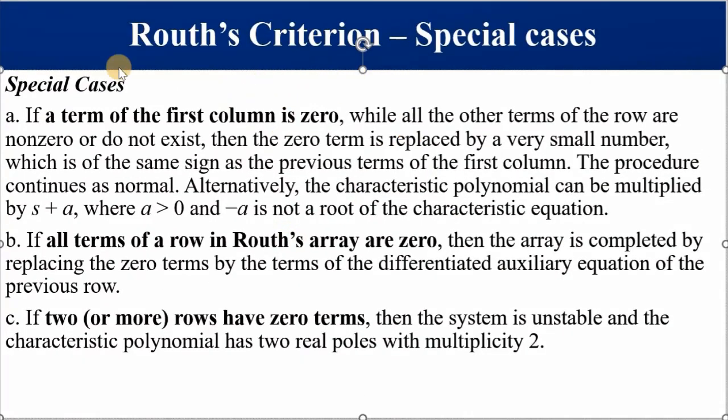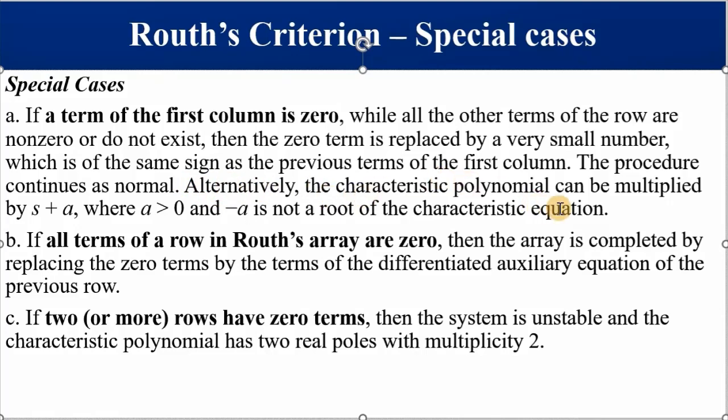Special cases of the Routh-Hurwitz stability criterion. If a term in the first column is 0, while all the other terms of the row are non-zero or do not exist, then the 0 term is replaced by a very small number of the same sign as the previous term in the first column, and the procedure is continued as normal.